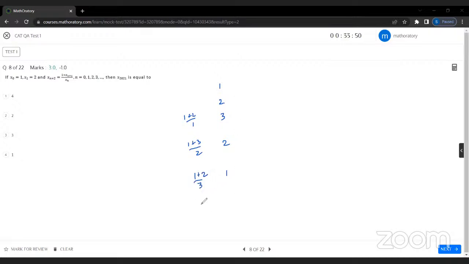Okay, interesting. 1 plus 1 by 2, so that is 1. 1 plus 1 by 1, so that is 2. So here a repetition is happening, this one, right? So there's a cycle of 5. We are looking for 2021. So divide 2021 by 5, the remainder is 1. So I'm looking for x1. Which one was x1? x1 is 2. So x2021 will also be 2. So it's a cycle of 5 basically.